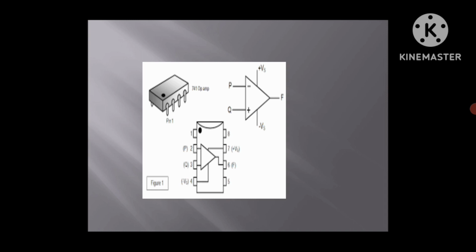This is the IC diagram for the operational amplifier. It is an 8-pin diagram. In this, the first pin is offset null, the second pin is the inverting input, the third is the non-inverting input, the fourth is minus VSS, the fifth is offset null, the sixth is the output, the seventh is plus VSS, and the eighth is not used, that means NC, no connection.